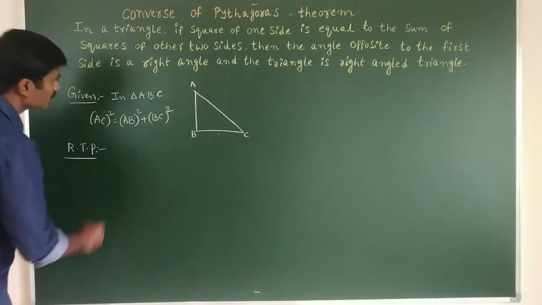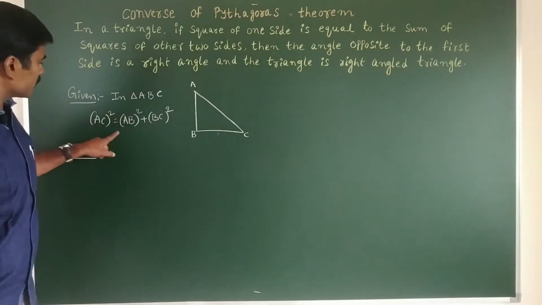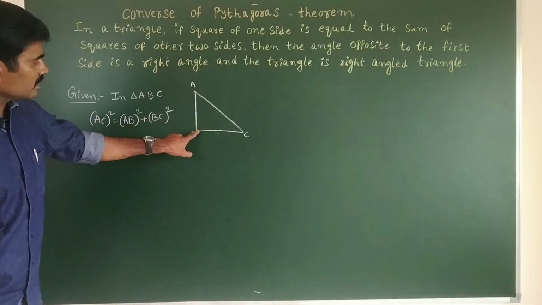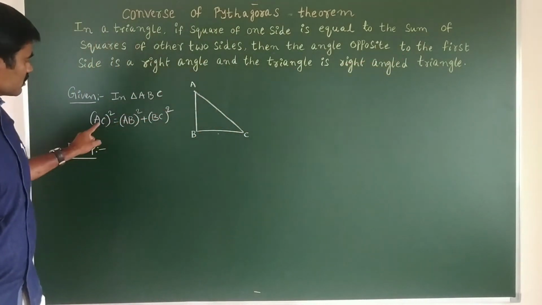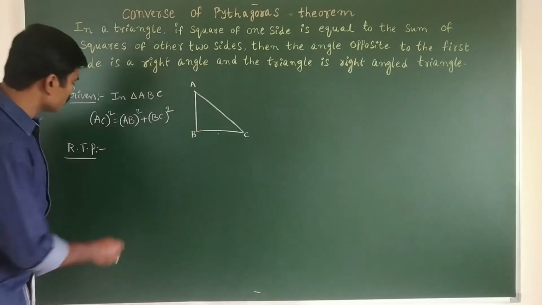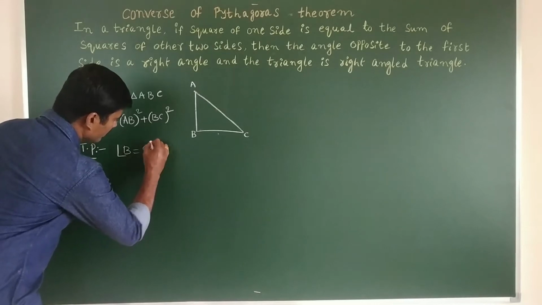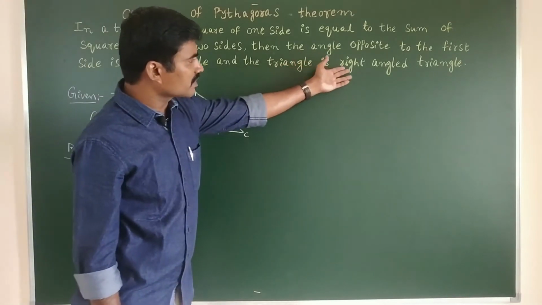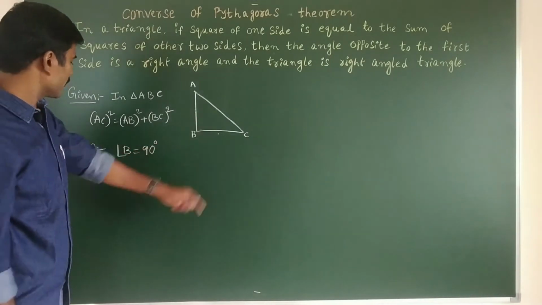Then, required to prove, the angle opposite to the first side. What is the first side here? AC. So, what is the opposite angle of the first side AC? That is angle B. So, the angle opposite to the first side is a right angle. We have to prove that angle B is equal to 90 degrees, and the triangle is a right angle triangle. When one angle is a right angle, then automatically this triangle will be a right angle triangle.